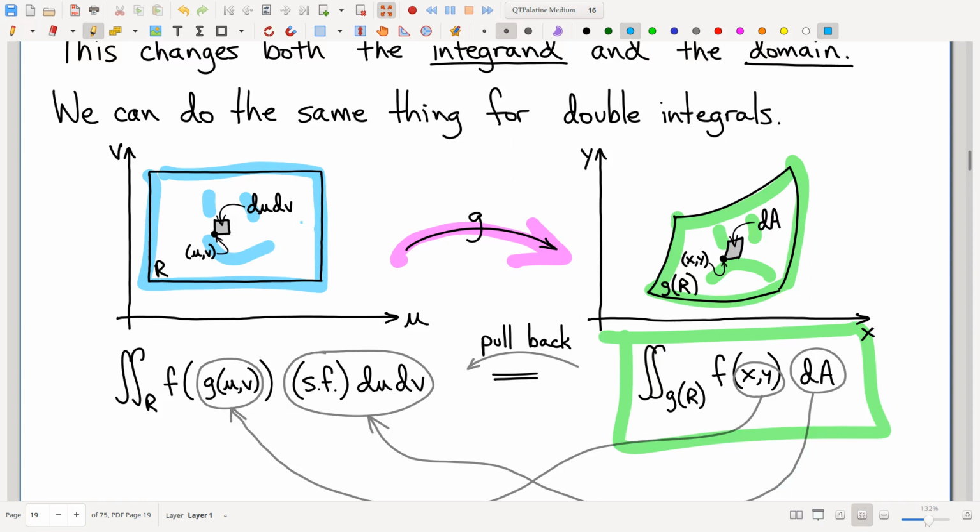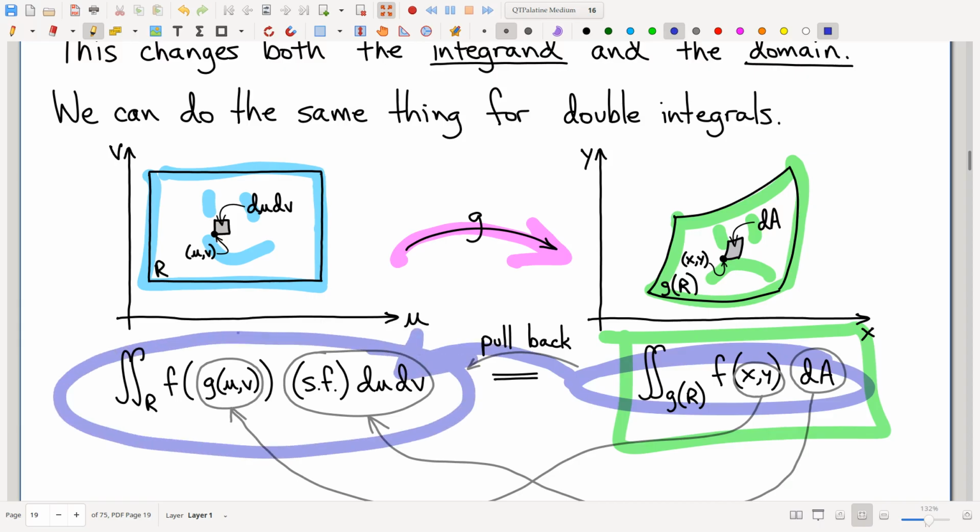If your ugly domain is an image of something you like better, then we do this thing called a pullback. So that integral, I'm going to rewrite everything there in terms of, as I've set it up here, u's and v's, whatever your pullback variables are.